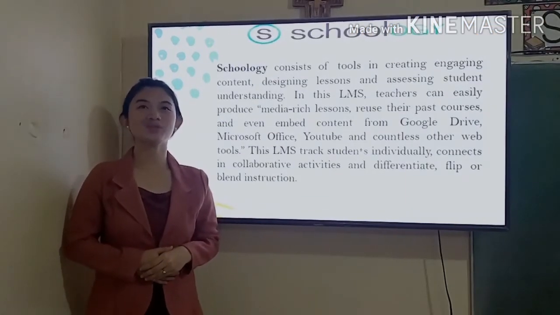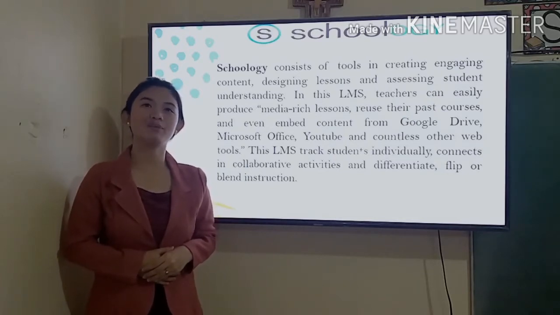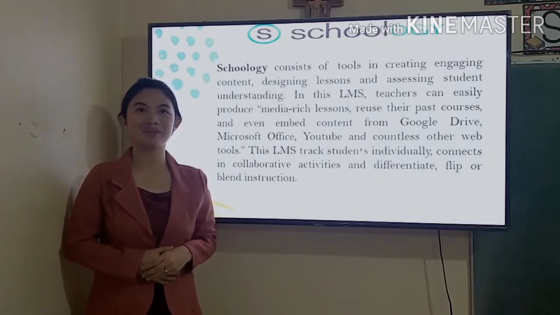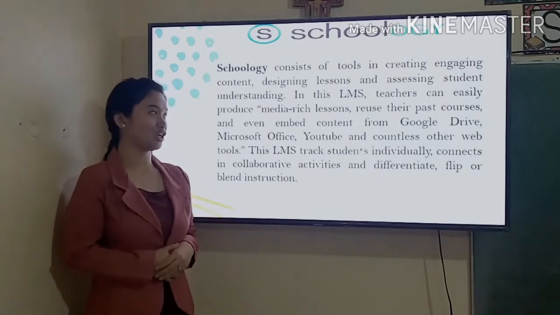The next one is Schoology. Schoology brings together the best K-12 learning management system with assessment management to improve student performance, foster collaboration, and personalized learning. Schoology was designed for all students from kindergarten through 12th grade. It brings your community together with one communication and collaboration platform.